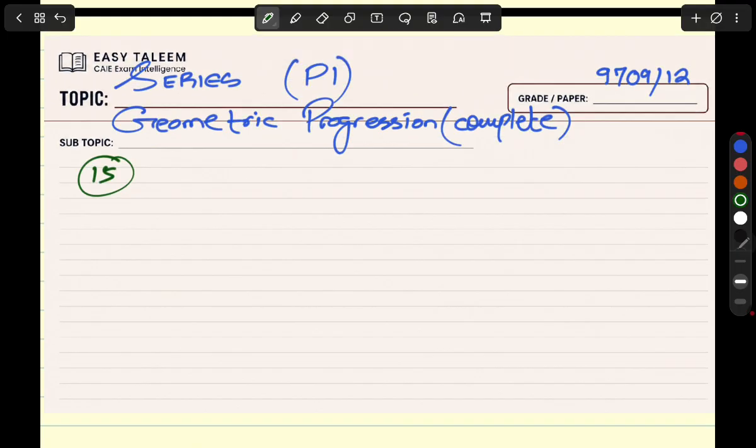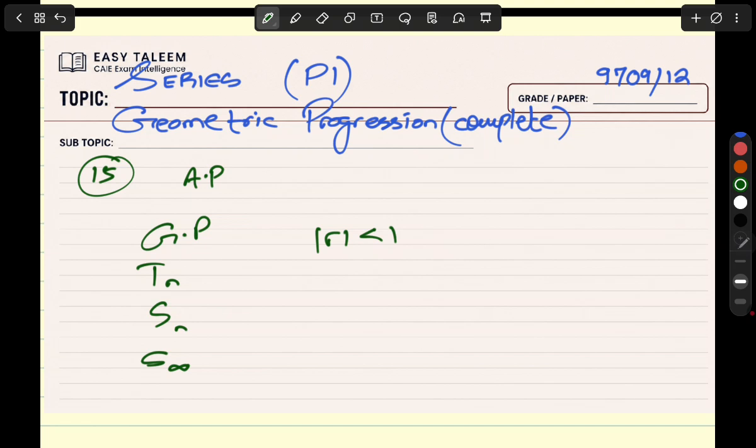This is lecture 15 of our complete AS Mathematics course for 9709/12. Last lecture we completed arithmetic progression on Saturday last week. Today we finish the entire series chapter, and by the end of today's lesson you will understand geometric progressions, the nth term, the sum of geometric progressions, and the sum to infinity, and when an infinite series converges, when the common ratio is between 1 and -1. And finally, the difficult past paper style questions students usually leave until the end.